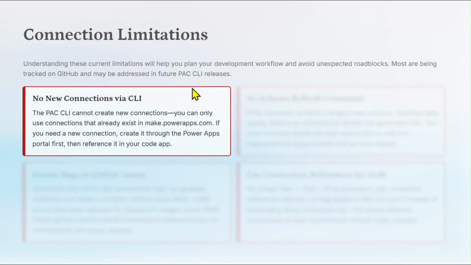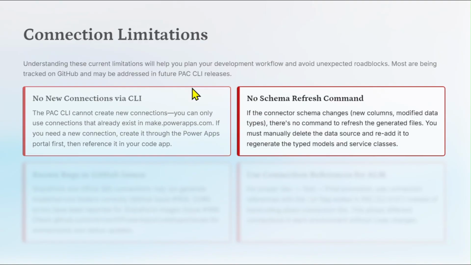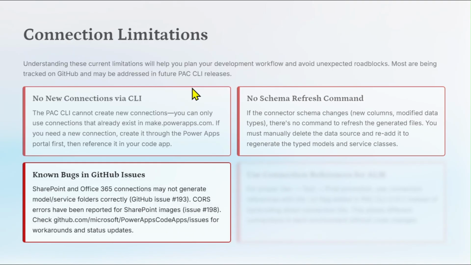Now, there are some limitations that you need to understand here. At first, we can't create new connections using the CLI. Microsoft is not supporting it right now. You need to wait until its next release. And you cannot refresh existing data sources. If there is any change in your data source, like you created a new column, it is not reflected here. In that case, you have to re-add the data source. So there are some limitations here.